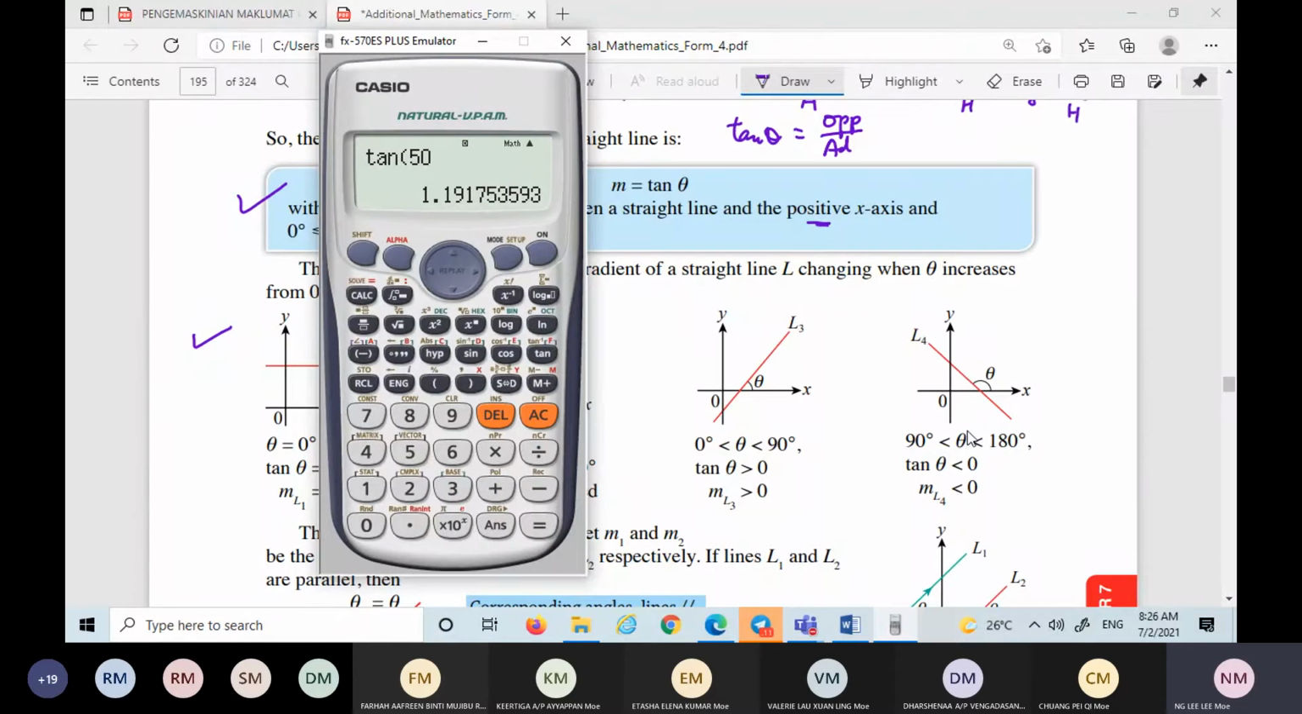Let's say I put 120. Let us see whether tangent 120 gives you negative or not. Negative. You can put another one, let's say tangent 150. It's also negative. So these four I want you to copy also. Okay, we go to next.